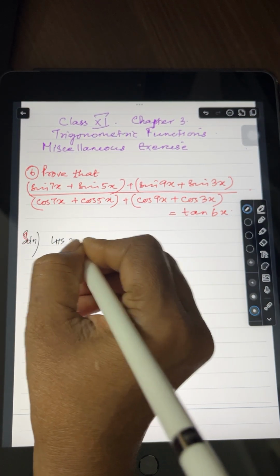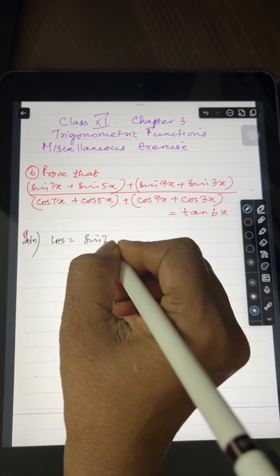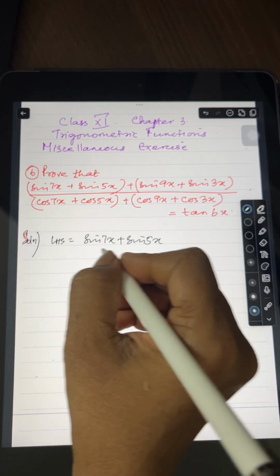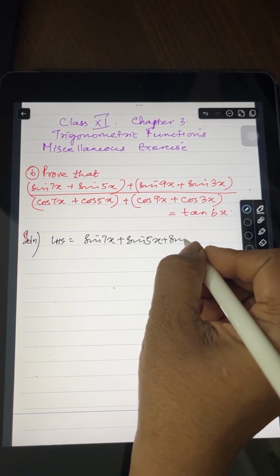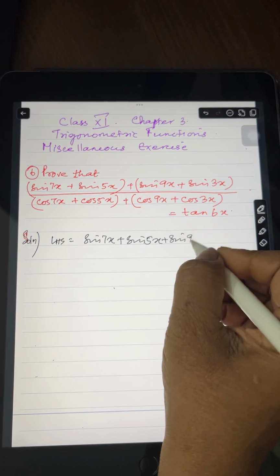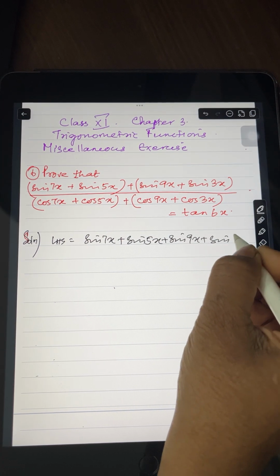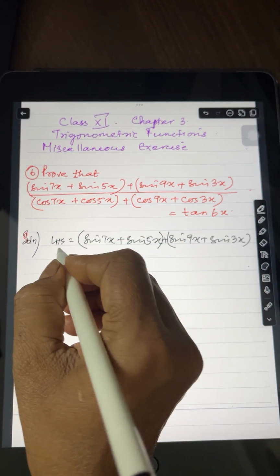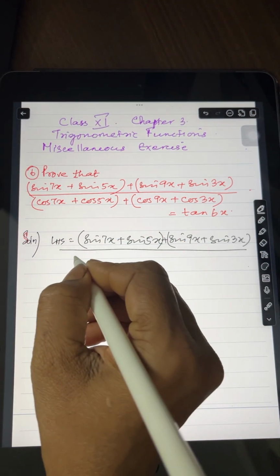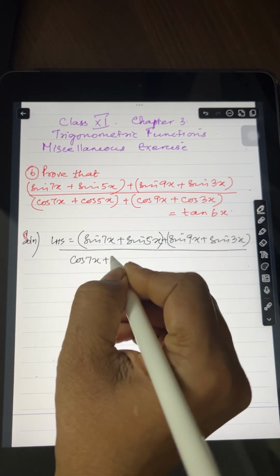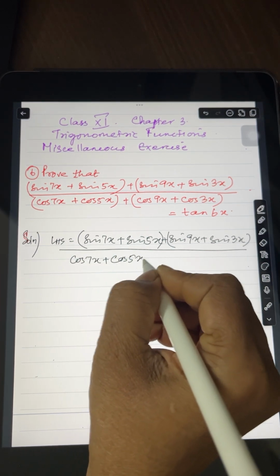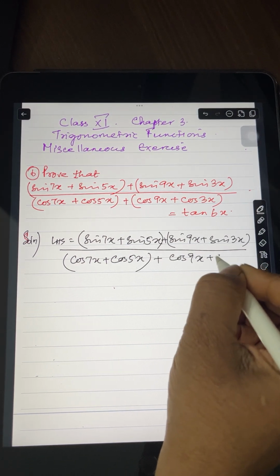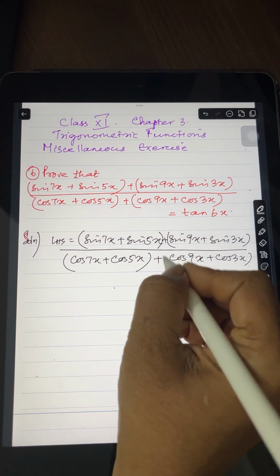LHS I'll take. LHS is sine 7x plus sine 5x plus sine 9x plus sine 3x. Just put a bracket on this, by cos 7x plus cos 5x plus cos 9x plus cos 3x. This is what the LHS is.